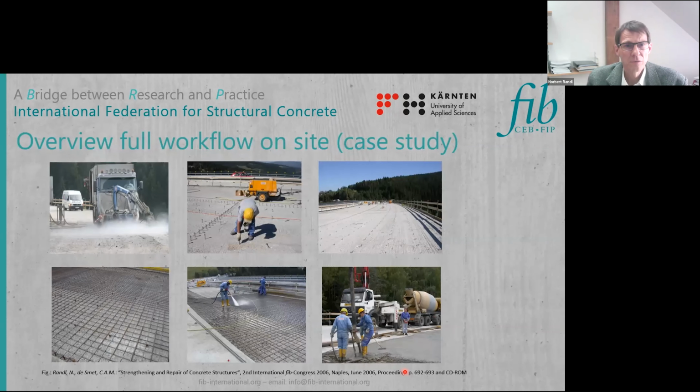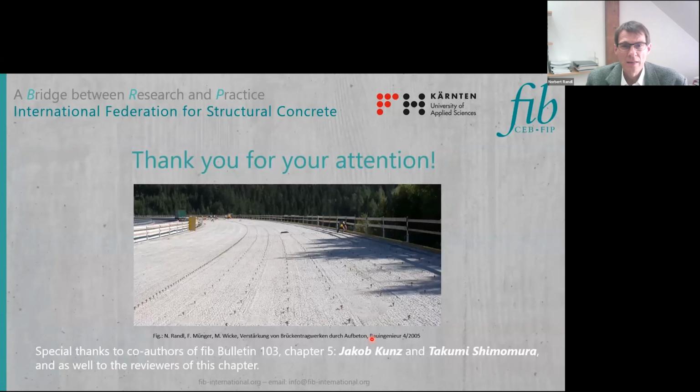This is an overview of a full workflow on a site in Austria. You can see the whole process from roughening, setting of connectors, placing the overlay reinforcement, cleaning and casting the overlay. Thank you very much for your attention.